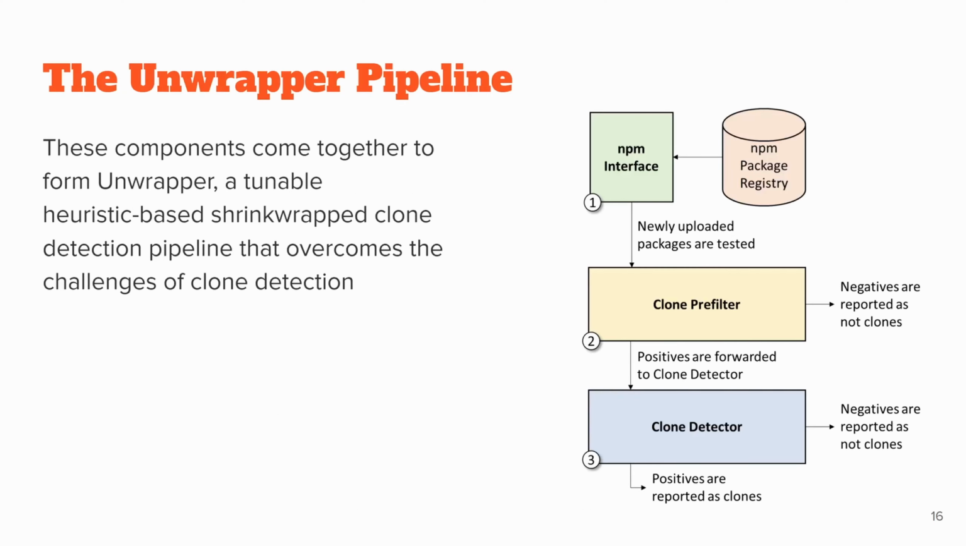These individual components come together to form Unwrapper, a tunable, heuristic-based shrink-wrapped clone detection pipeline that overcomes the challenges of clone detection. Unwrapper is composed of three main components. First is an NPM interface that automatically fetches newly uploaded packages for clone analysis and feeds them into the clone pre-filter. Second, the pre-filter tests an input package against all of NPM to quickly weed out packages not likely to be clones. And lastly, clone candidate pairs output by the pre-filter are fed into the third component, the clone detector, which analyzes them in greater depth to accurately classify clones.